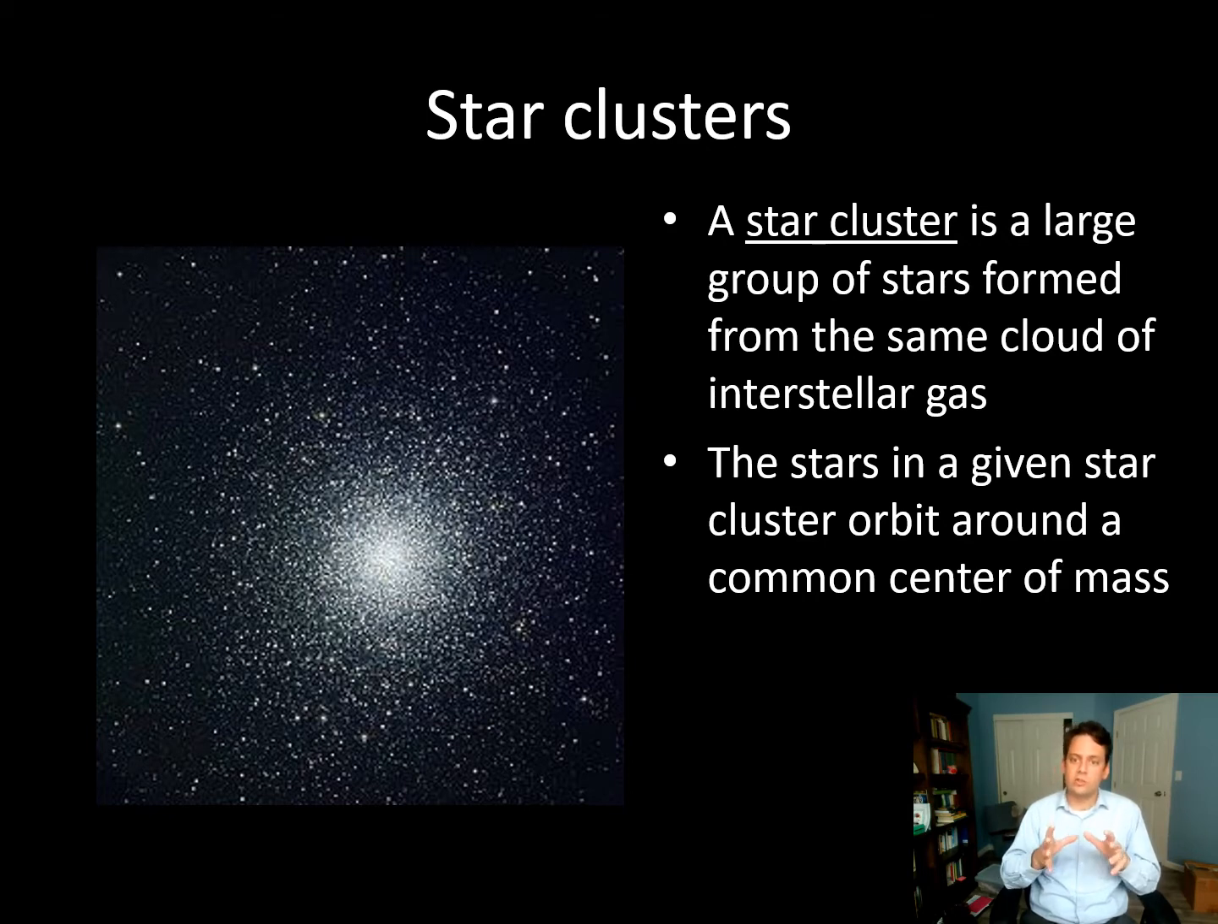And so a star cluster is just a cluster of stars that were all formed at about the same time from the same cloud of gas. And these stars, because they formed out of the same cloud, are relatively close to one another, at least in astronomical terms. And as a result, they're close enough to gravitationally influence one another, and they tend to orbit around a common center of mass. And so you could have a relatively large number of stars that are all orbiting around one another, and that all have very similar ages.